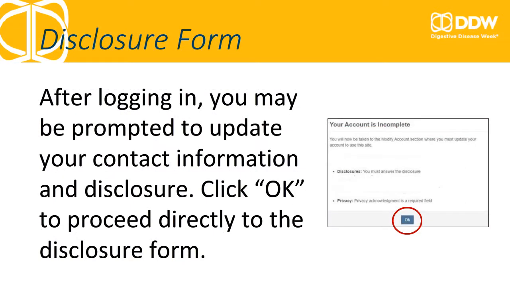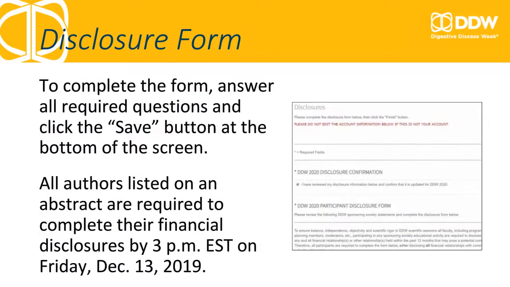Upon logging into the site, you may be prompted by a pop-up message to complete your financial disclosure. Click OK to proceed to the disclosure form. Once you have accessed the disclosure form, answer all required questions marked by a red asterisk. Click the Save button at the bottom of the screen to submit your disclosure. As a reminder, all authors listed on an abstract must complete their disclosures by 3 p.m. Eastern Standard Time on Friday, December 13th, 2019.